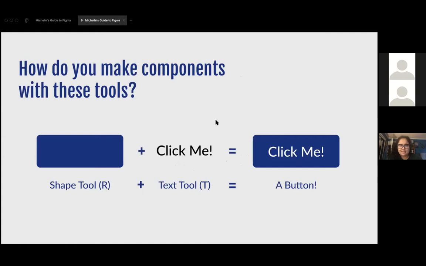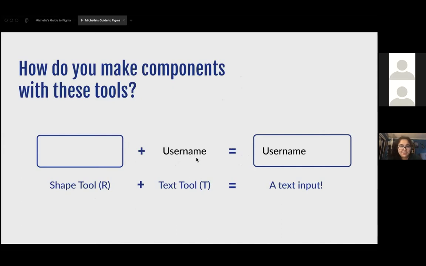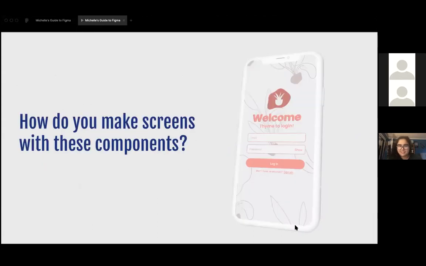Next. So how do we put tools together to make different components that you might find on a screen or on a post? For example, if you use the shape tool to create a rectangle, and then you add text on top with the text tool, then you get a button. Another example is using the shape tool and a text tool again to create a text input. And then you can use a lot of different combinations of these tools in order to make screens.